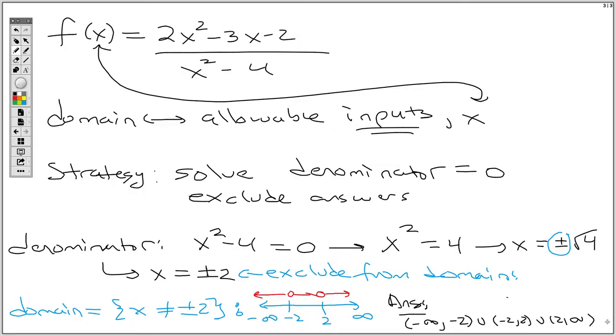And that's always going to be the first step in analyzing a rational function: you want to look at the domain, find the values that are going to cause trouble.